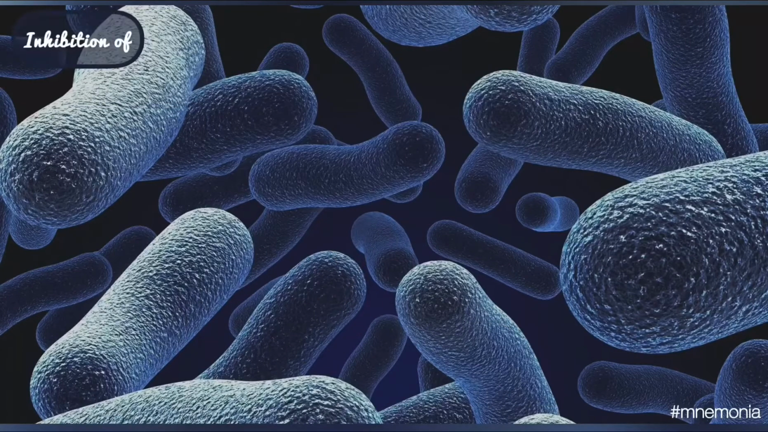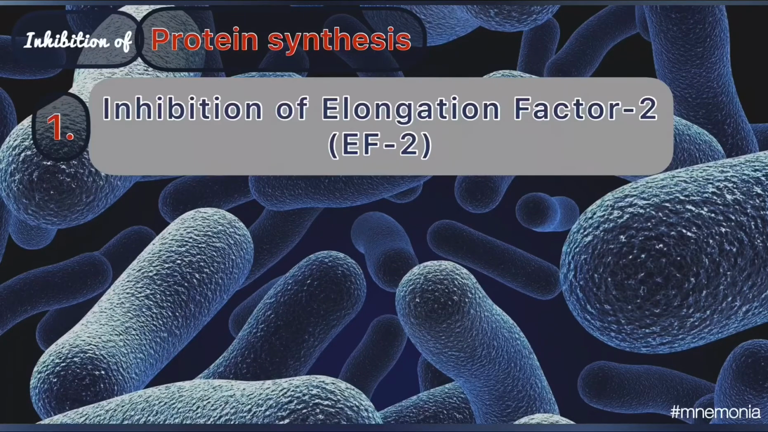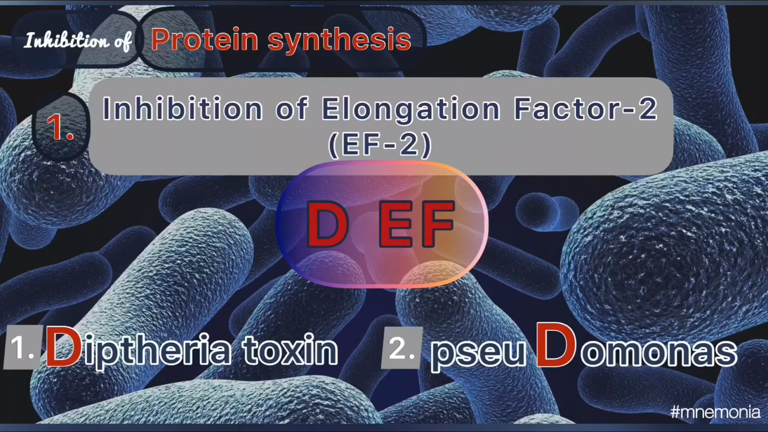Next up, we have the bacteria which inhibit protein synthesis. In these, we have the first subset, EF2 or elongation factor 2 inhibiting toxins. Bacteria here are the diphtheria and Pseudomonas. Here we can remember this by the alphabetical order DEF. D for diphtheria and for the D in Pseudomonas, and EF for the EF2 or elongation factor 2.